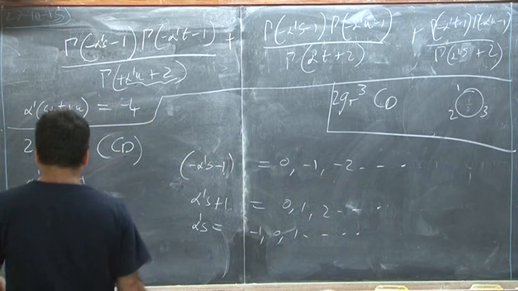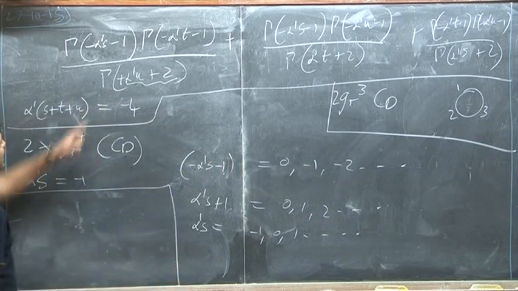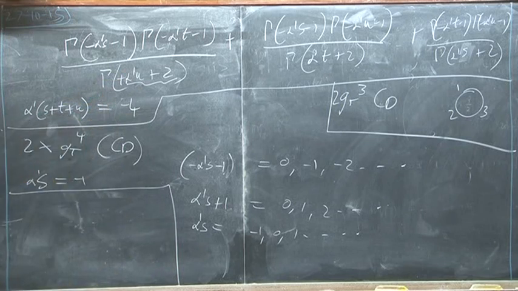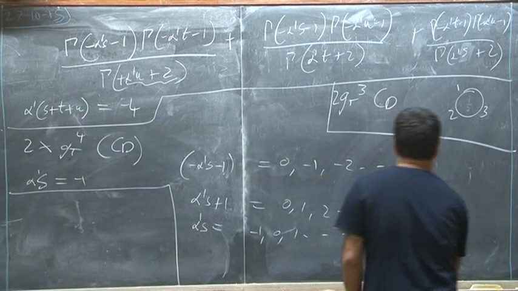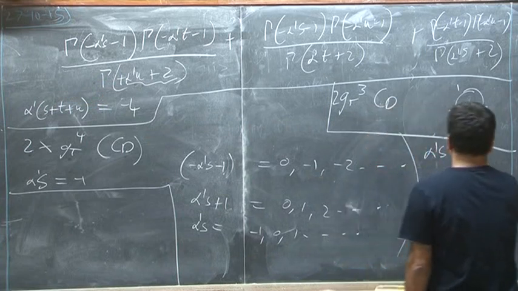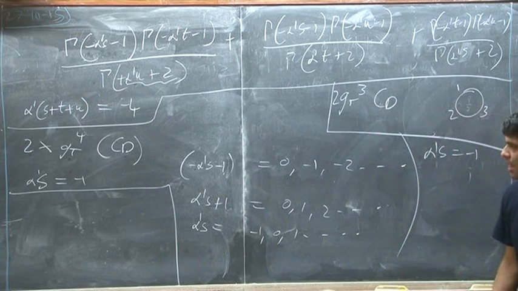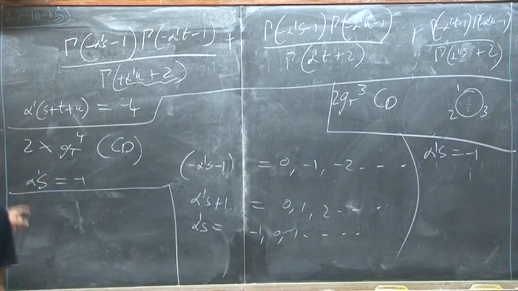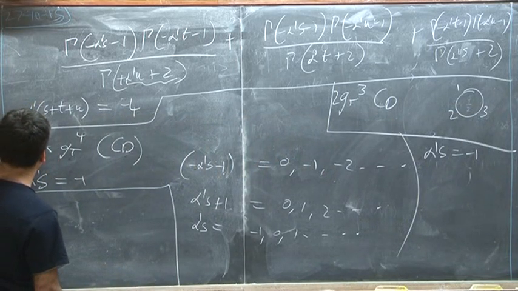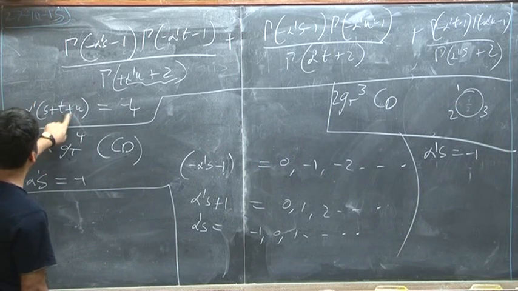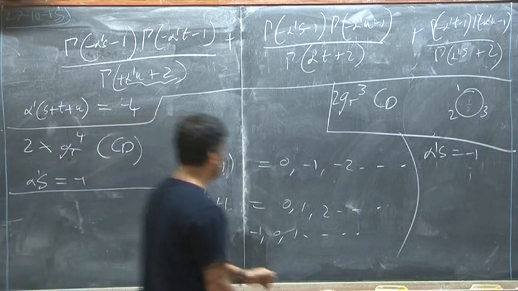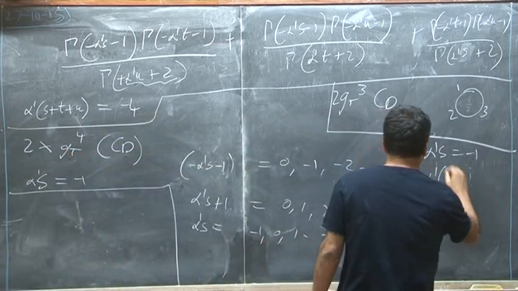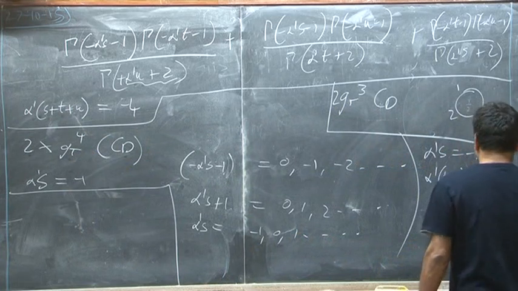And in the last class, we computed the residue of this pole. I'll just do that again. So we want to set alpha prime s equal to minus 1. But from the fact that alpha prime s is equal to minus 1 and from alpha prime s plus t plus u is equal to minus 4, if we substitute this as minus 1, we can conclude that alpha prime t plus u is equal to minus 3.